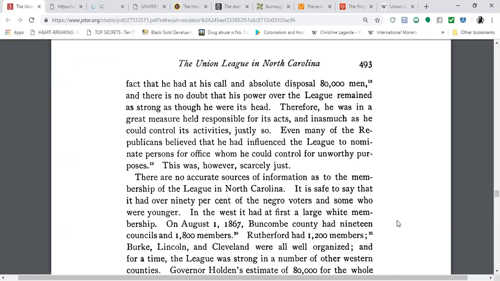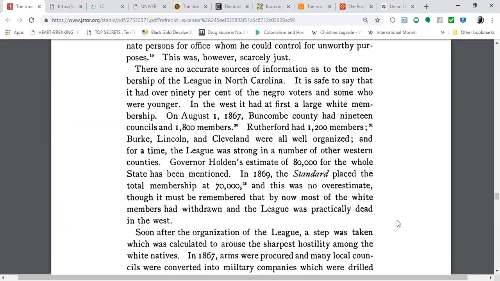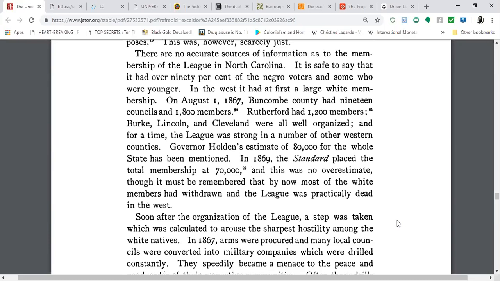There are no accurate sources of information as to the membership of the League in North Carolina. It is safe to say that over 90% of the Negro voters, and some who were younger, belonged. In the West, it was at first a large white membership. On August 1st, 1867, Buncombe County had 19 councils and 1,800 members. Rutherford had 1,200 members. Burke, Lincoln, and Cleveland were all well organized, and for a time the League was strong in a number of other western counties. Governor Holden's estimate of 80,000 for the whole state has been mentioned. In 1869, the Standard placed the total membership at 70,000, and this is no overestimate, though it must be remembered that by now most of the white members had withdrawn from the League, and it was practically dead in the West. So it was an all-black organization now.